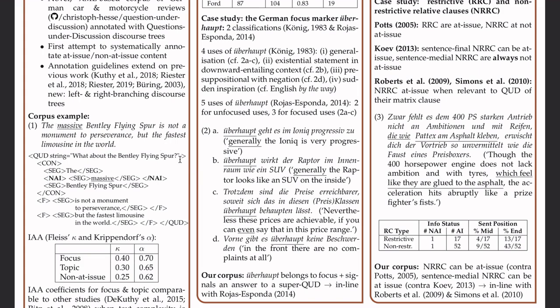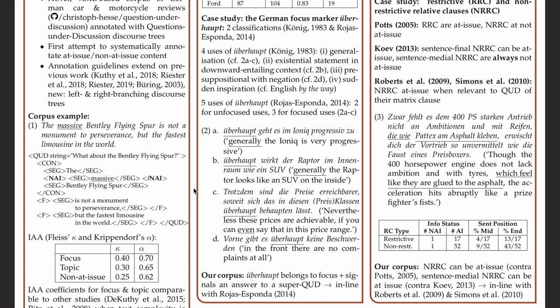Inter-annotator agreement was calculated using Fleiss' kappa and Krippendorff's alpha. We calculated coefficients for focus, topics, and not-at-issue content. The values are comparable to other studies in this field with respect to focus and topic when taking text complexity into consideration. To our knowledge, there aren't any other corpora with not-at-issue annotations, so there's obviously no comparable kappa and alpha values for not-at-issue annotation.